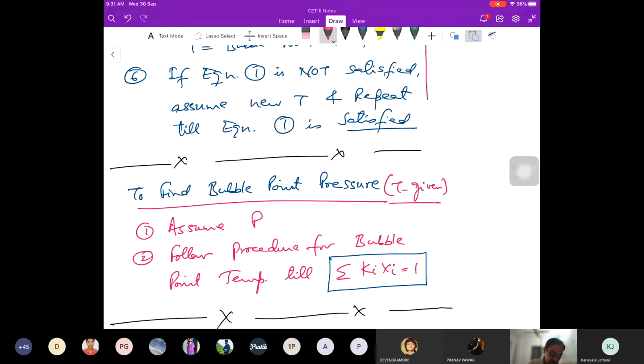If summation of yi is greater than 1, तो क्या करना पड़ेगा हमारे को? प्रेशर इंक्रीज करना पड़ेगा, डिक्रीज करना पड़ेगा? प्रेशर इंक्रीज करना पड़ेगा. And if summation of yi is less than 1, तो क्या करना पड़ेगा? डिक्रीज करना पड़ेगा.